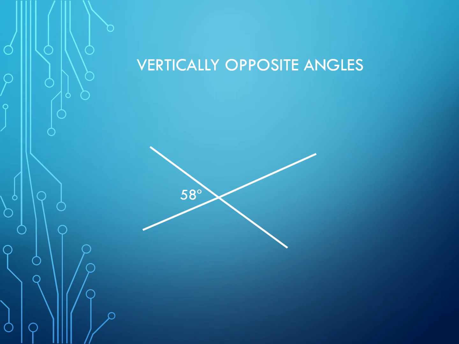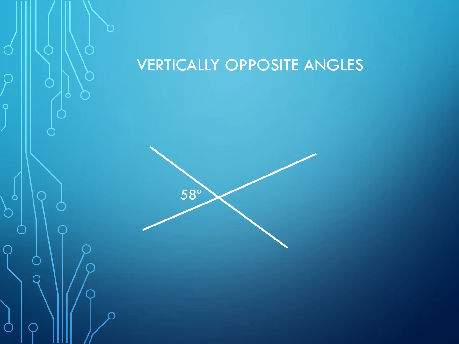Okay, so here we're looking at vertically opposite angles. That's our final set of angles to be looking at. And what we mean by that are these angles that are in this kind of X shape. Okay, so how can we go about working out easily the other angles that are here?